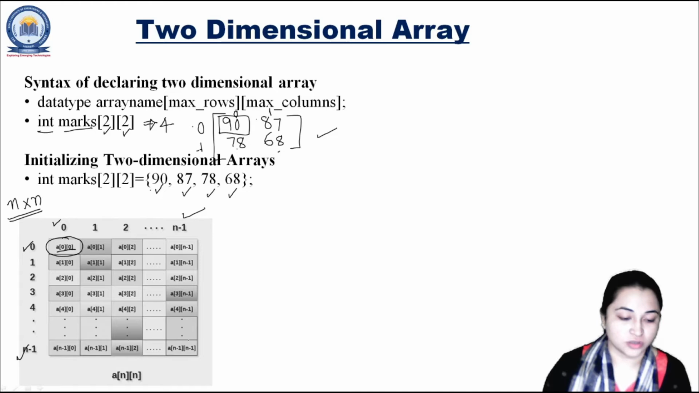In order to get the last element, what will we write? Array name, row number, that is n minus 1, column index, that is n minus 1. And we will get the last element. So this is the general representation of an n cross n 2D array.